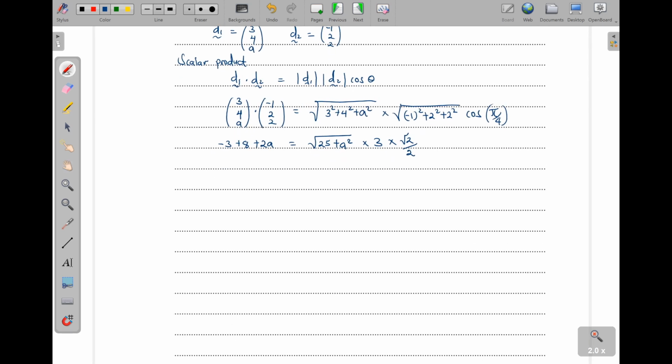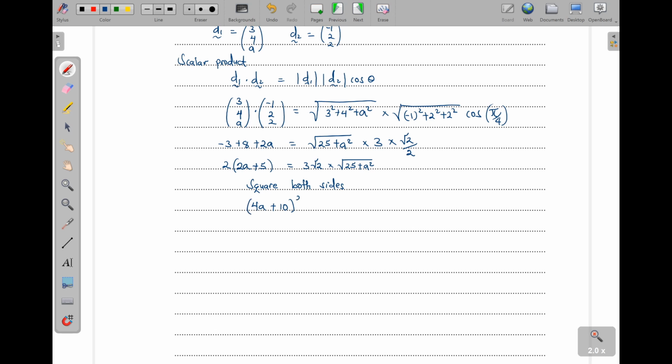All works. Now here we shall have 2a plus 5. So I can cross multiply, times the 2. Then it is going to be equal to 3 root 2, then times the square root of 25 plus a squared. Now we can say square both sides to eliminate these square roots. So when we square both sides, first make this one go inside here. So we shall have 4a plus 10, okay? 4a plus 10.